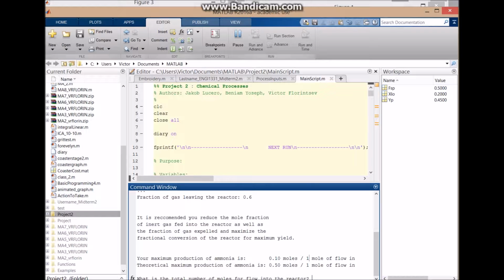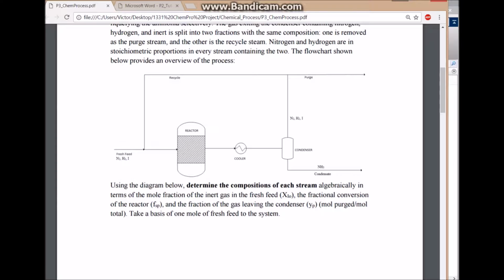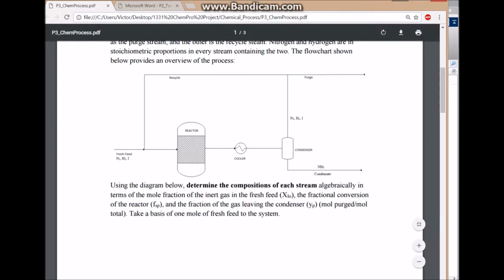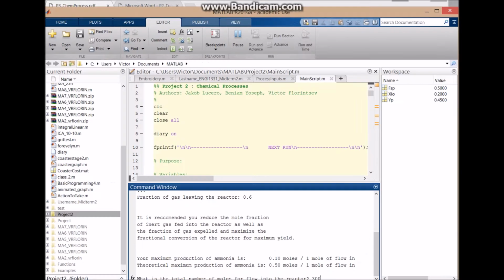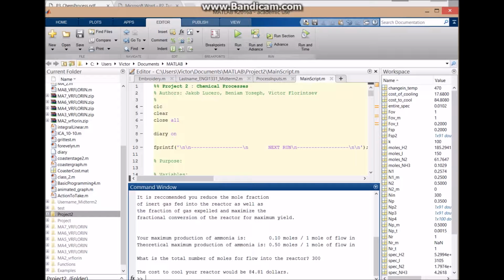Let's say, I'm going to go with that, right? What is the total number of moles for flow into the reactor? So, because this is all on a 1 molar basis, you need it on a multimolar basis because it's not always 1 mole going in. Let's say you have 300 moles of flow into the reactor, which is shown right here, how much you're putting into the fresh feed right here. So let's go back, and let's say you have 300 moles, right? Enter 300. It tells you the cost to cool your reactor. It's $85 for 300 moles, right?